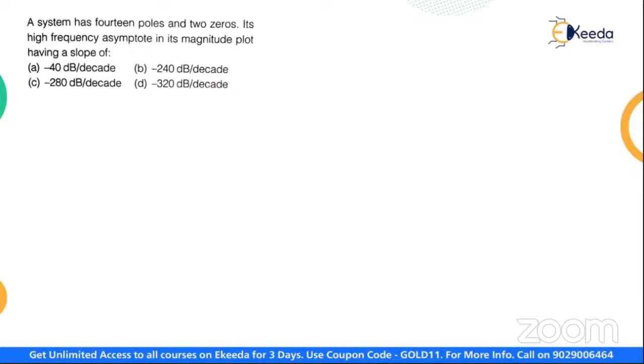A system has 14 poles and 2 zeros. Number of poles is 14 and number of zeros is 2. Correct? Yes. The question asks that the high frequency asymptote in its magnitude plot has the slope of dash. So how do you find the slope?